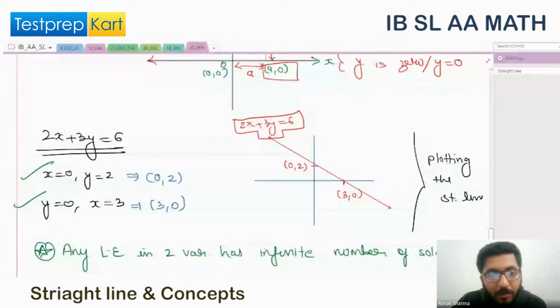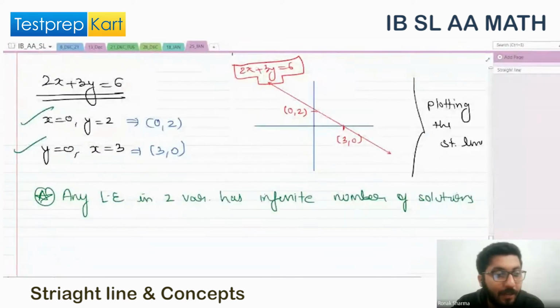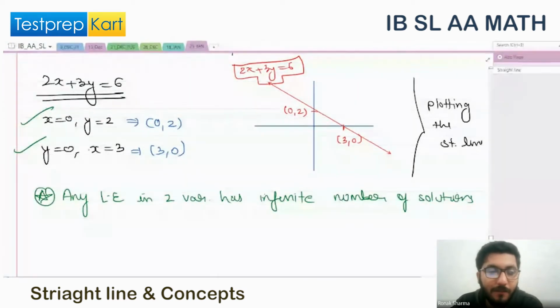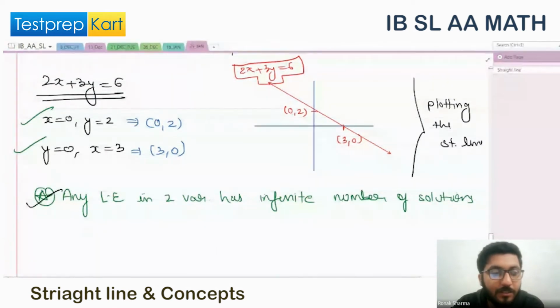You agree or not? Why? Because we have infinite number of points on a straight line. Or if you want to look at it in another way, we can have infinite number of solutions. I can put any value of x, I'll get some value of y, that is for sure. So I can have infinite number of solutions. And what is a solution? A solution is that thing which should satisfy the equation.